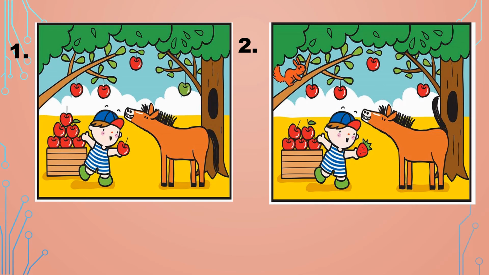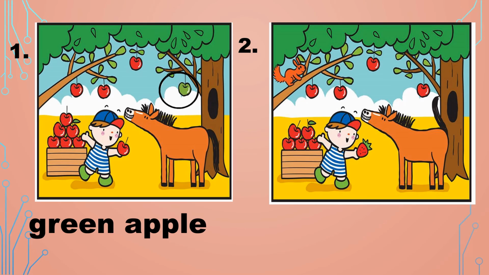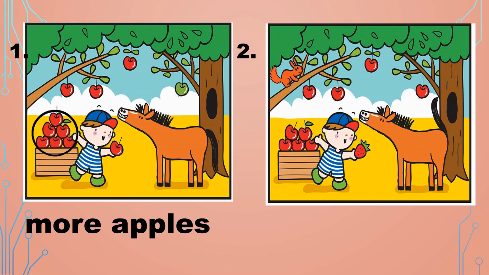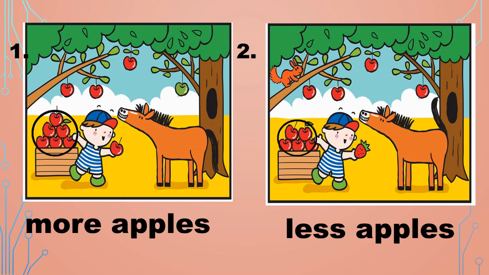Now student, look at the apples hanging on the branch of the tree. If you observe on the right hand side of the branch of the tree, in first picture there is a green apple hanging on the branch of the tree, whereas in second picture you can see there is a red apple hanging on the branch of the tree. Now student, look at the apples kept on the basket in both the picture. If you observe carefully, in first picture there are more number of apples kept on the basket, whereas in second picture you can see there are less number of apples kept on the basket.